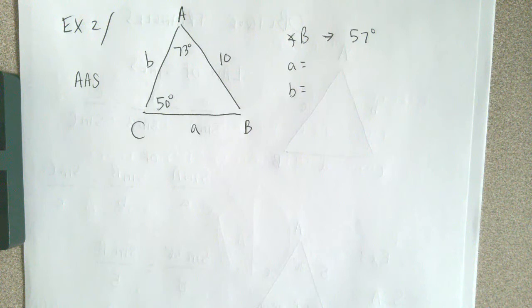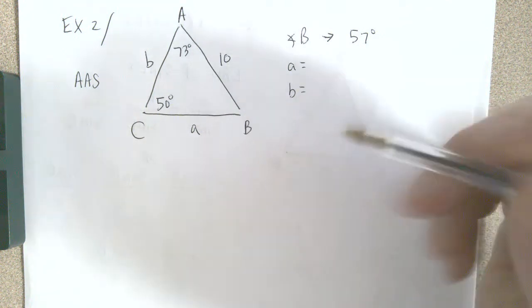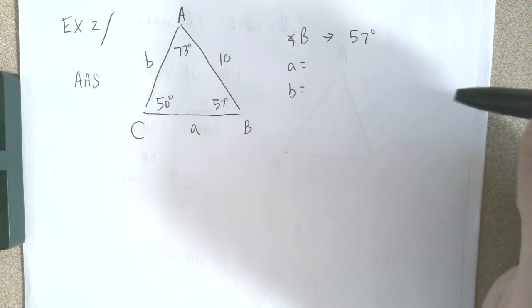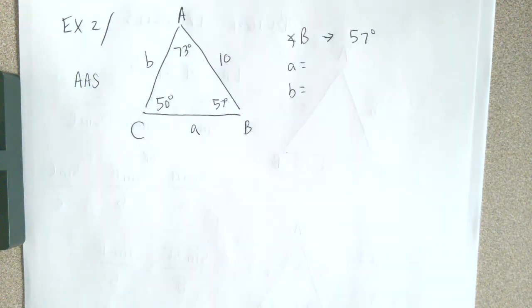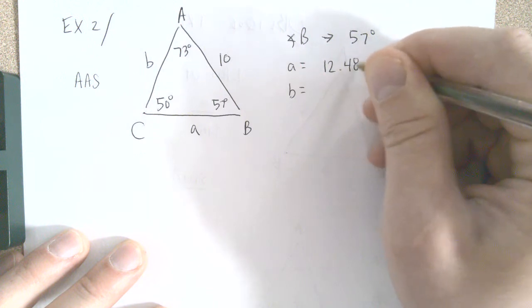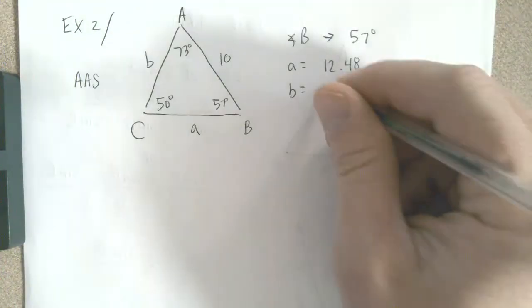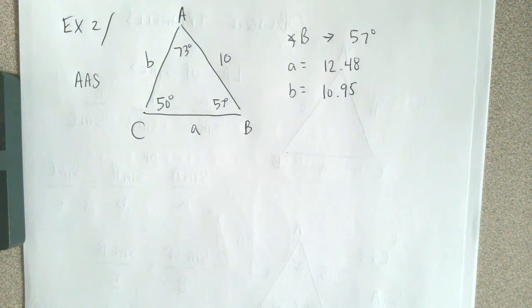Okay, so again, angle B is 57. All you got to do is take 73 plus 50, and we're going to subtract that from 180. So that's how we're getting this angle. Now to find A, somebody tell us what you got for the length of A. 12.48. Everybody agree with that? And then how about side B? 10.95 for B. Anybody need to see the work for that? Is everybody good with that?